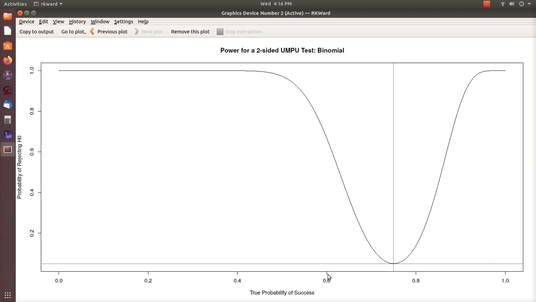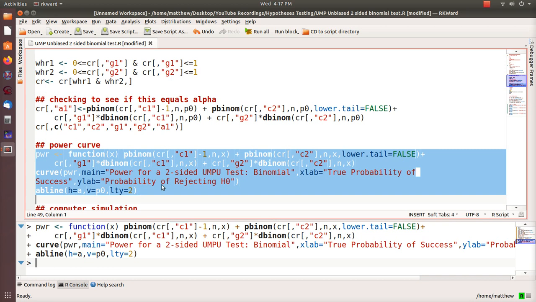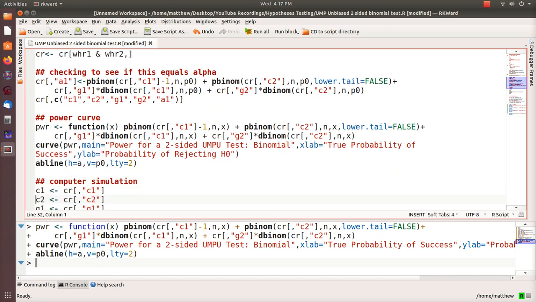Now I'm going to point something out here. At 0.6, if we go up here and then over, 0.7, 0.69, 0.68 is where we are in that curve. I say that because we're going to do a little computer simulation.